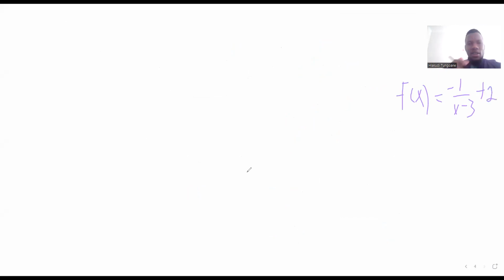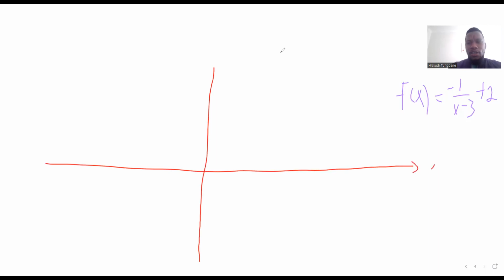So we need to draw the graph. This is the x-axis, this is y, right? And then we need to plot our asymptotes. Remember, the asymptotes are x equals 3 and y equals 2, right? Those are the lines of asymptote. So x equals 3. So this is 3. Let's just say x equals 3.